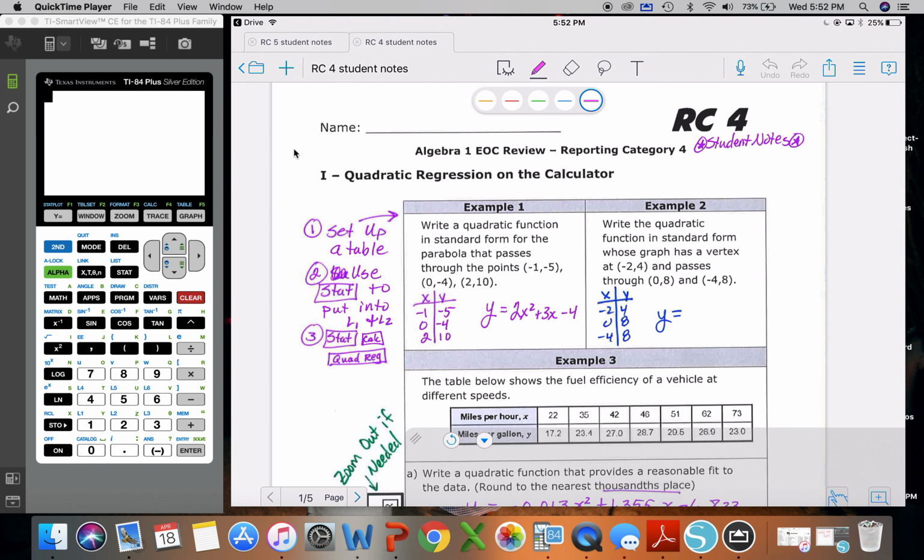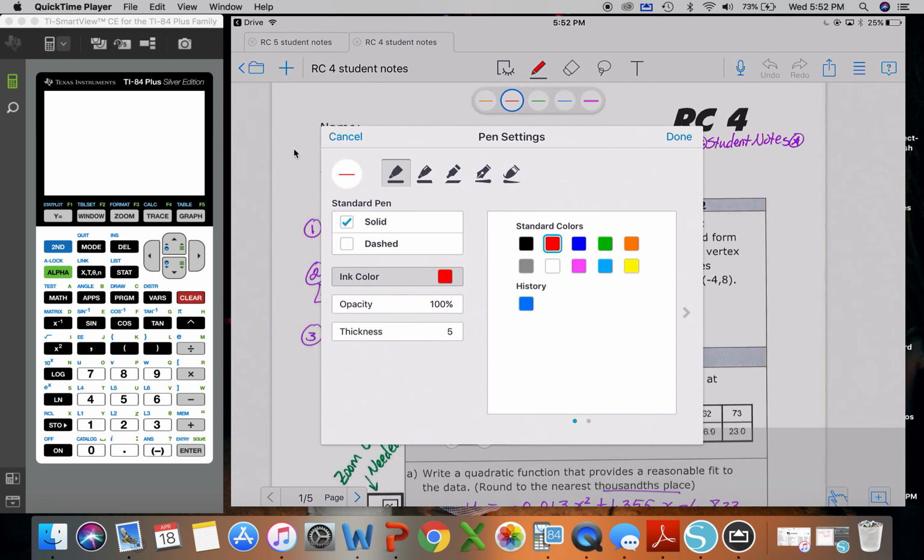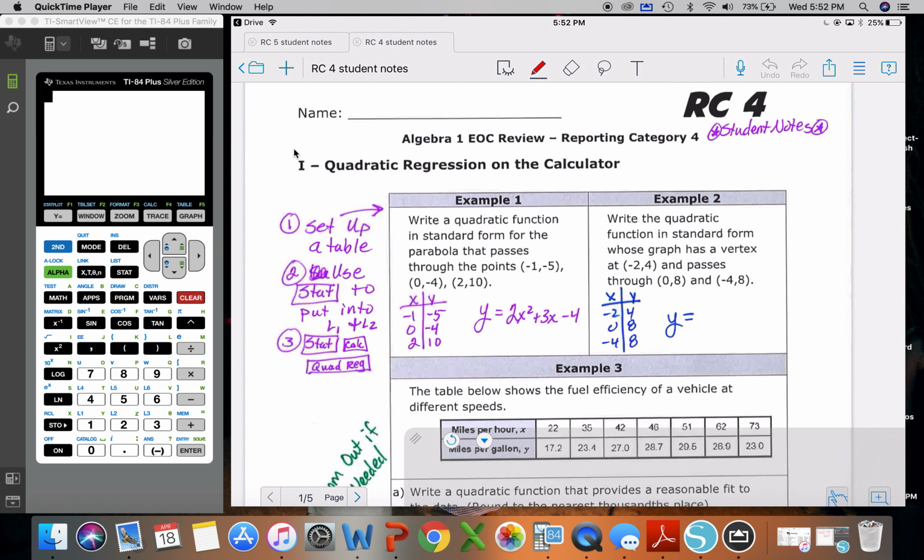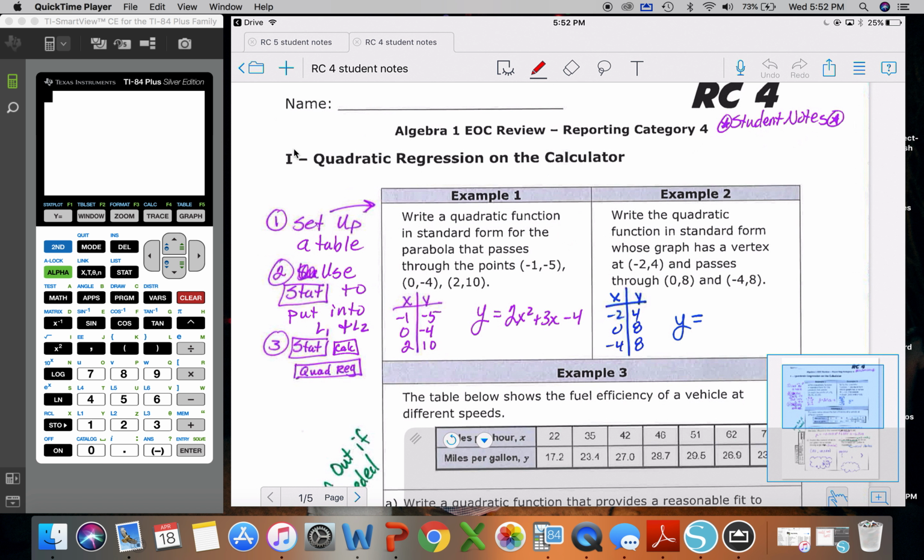This video covers reporting category 4, which I believe is 17.5 or 17.6. This should be 17.6. Oops. Which is reporting category 4. Reporting category 4 is all about quadratics, and there's a lot of stuff that we can do on the calculator.